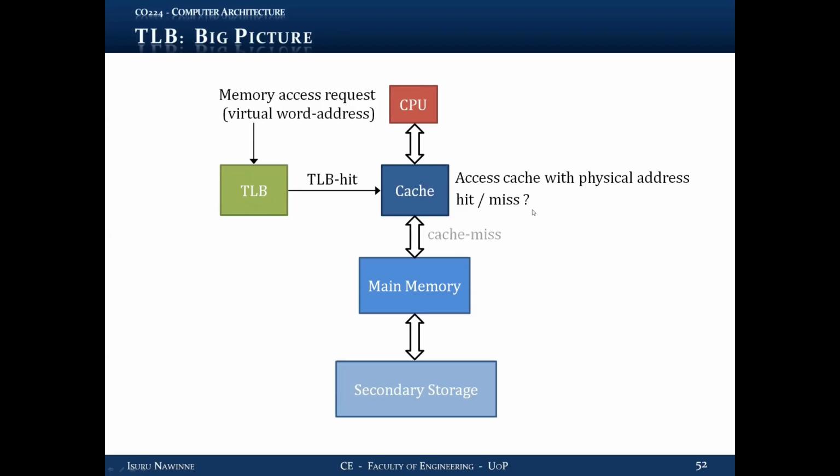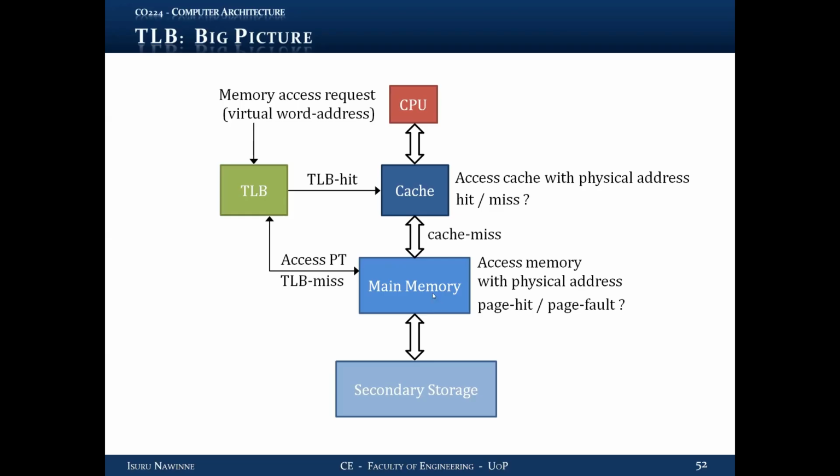If we have a miss, we need to go to the memory to fetch the data. And we already have the physical address. We go to the memory and fetch the missing data. So that is in the event of a TLB hit. If we have a TLB miss, we need to get the address translated, access the page table. There may be a page hit or a page fault. If we have a page hit, then we can access the data in the memory with the translated address. If we have a TLB miss, note, we will not have a cache entry also.